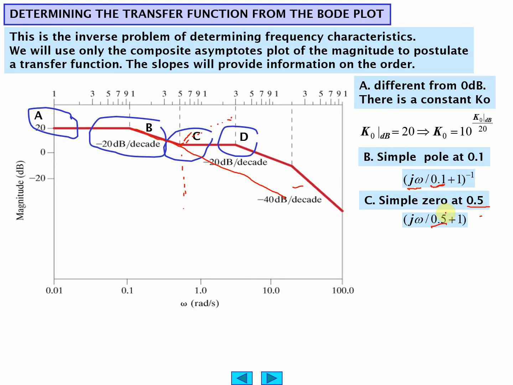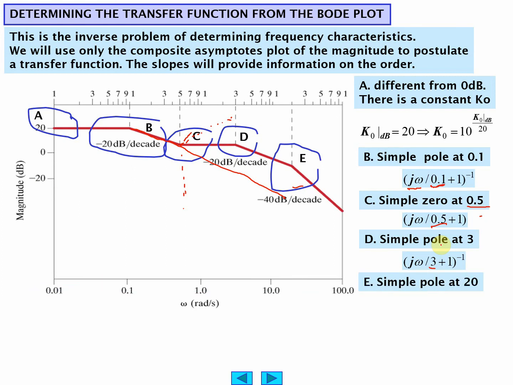D, now you're dropping again, another pole at 3 radians per second. And then E, another pole at, it looks like 20 radians per second.